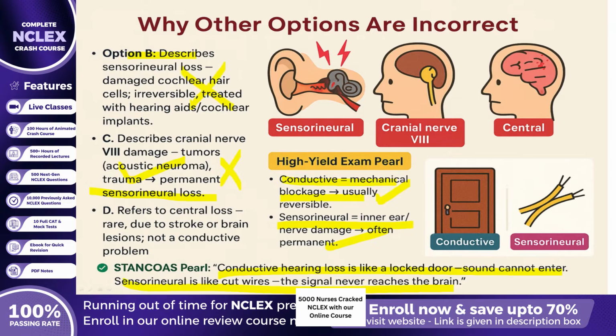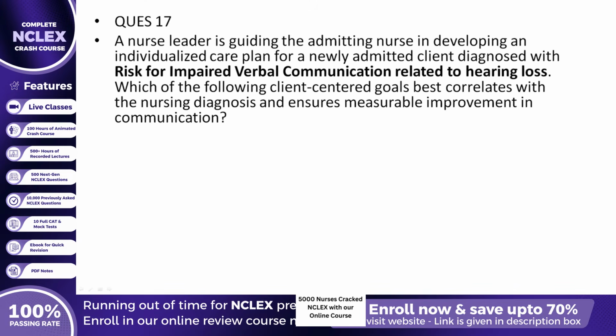A nurse leader is guiding the admitting nurse in developing an individualized care plan for a newly admitted client diagnosed with risk for impaired verbal communication related to hearing loss. The key question is, which of the following client-centered goals best correlates with the nursing diagnosis and ensures measurable improvement in communication? Here are the possible choices.